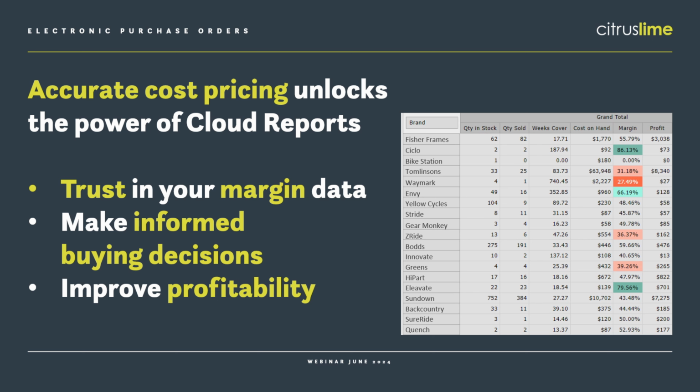You can trust in the margin data you're seeing in reports like the Margin Detail Report and the Seasonal Buying Planner. If the report tells you that a particular brand has a great margin, you know that's true because the cost prices used to calculate that margin are accurate. You can use that data to figure out what to buy, when and how much, so you're putting your money into brands and categories that work well for you. You can take action throughout the year using cloud reports to highlight where you can make changes to increase your overall margin or exit margin and profit for the year.